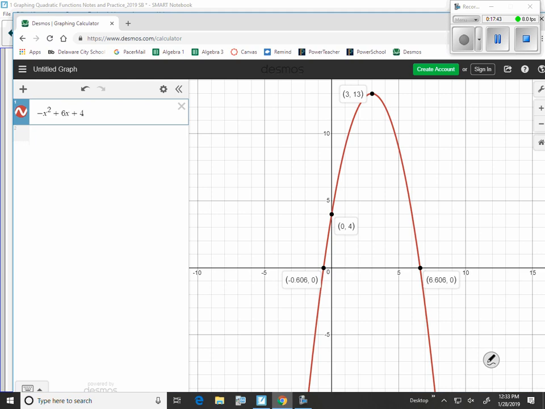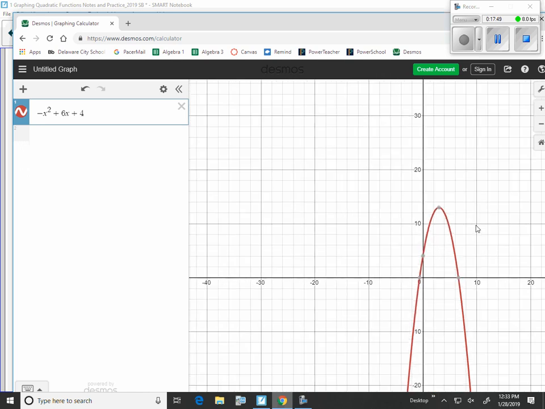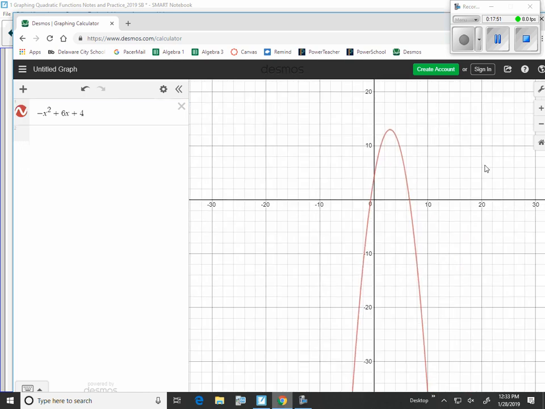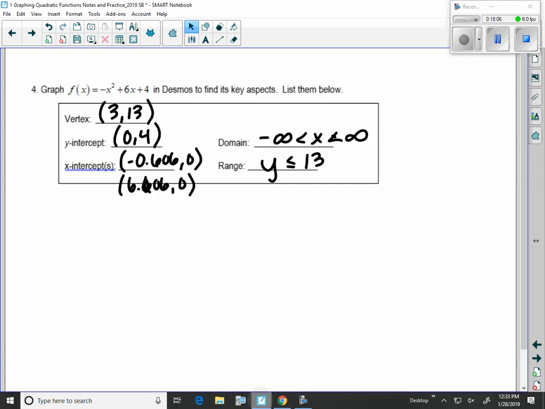If we look at our graph, let me scroll out here, our arrows are pointing down. So it's negative infinity all the way up to 13. Or we can say y values are all less than or equal to 13. So that's why we write it that way. Y is less than or equal to 13.